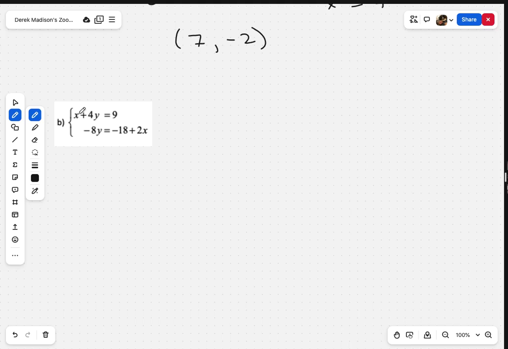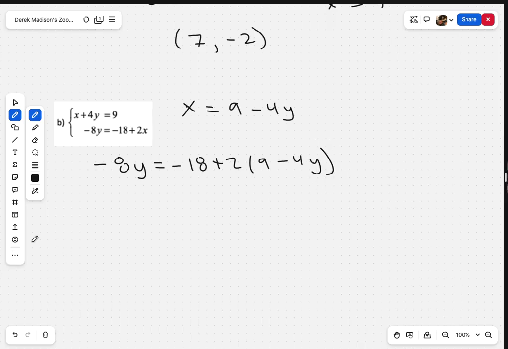Looking at it, to me, the easiest one to get alone would be that x. I would just subtract the 4y over to this side and go 9 minus 4y is equal to x, and then I can plug that in for the x of the second equation. So negative 8y is going to equal negative 18 plus 2 times, this is what we're substituting for x, 9 minus 4y.